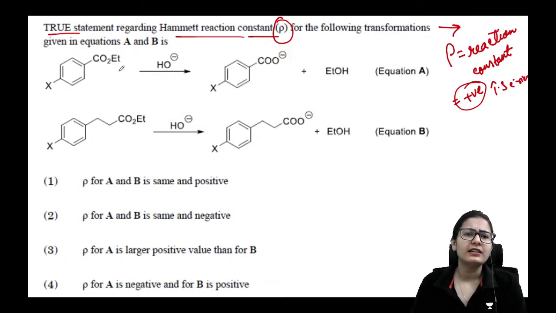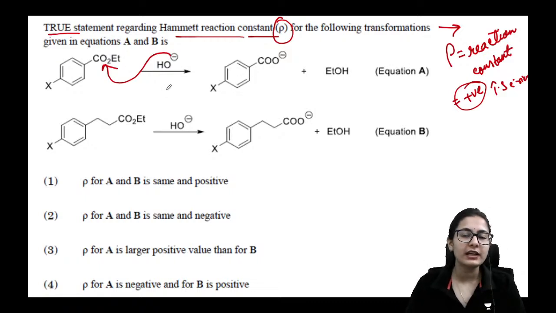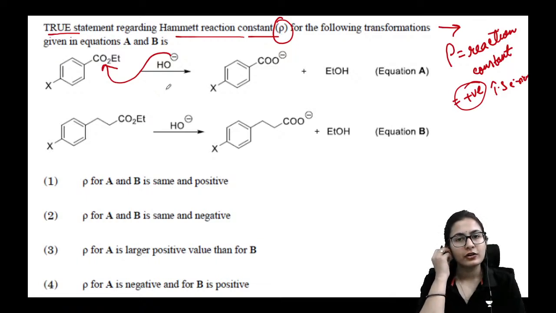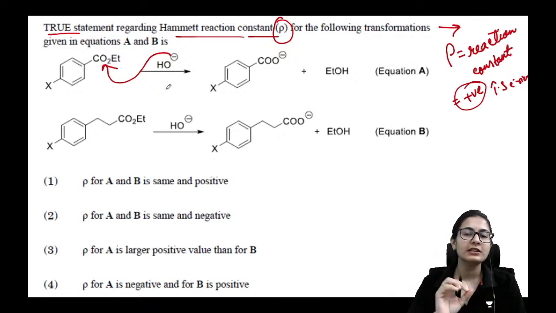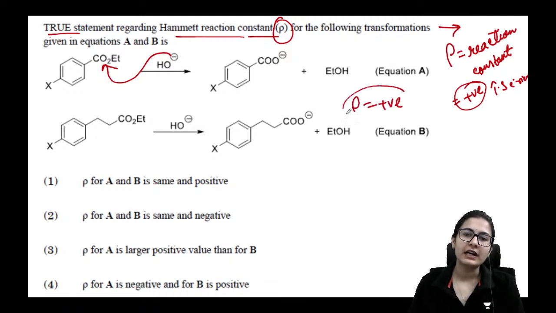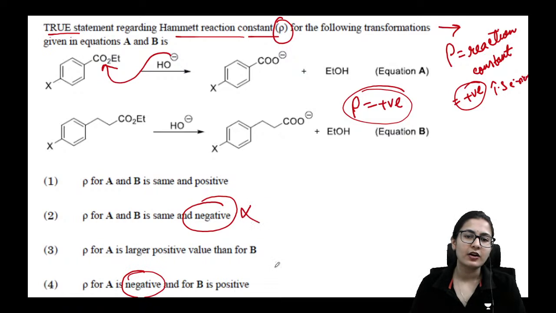So here you see that the tetrahedral intermediate is going to form and it's finally going to give you the carboxylate. Because it is a base catalyzed mechanism, in a base catalyzed mechanism it is always going to give you an electron rich tetrahedral intermediate, which means that for both the reactions the rho value is going to be positive without any doubt. So the option that says negative is going to be wrong. Okay. Now, what about greater positive, less positive, guys?